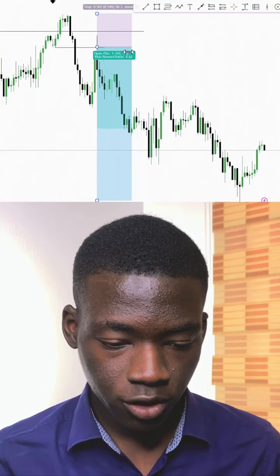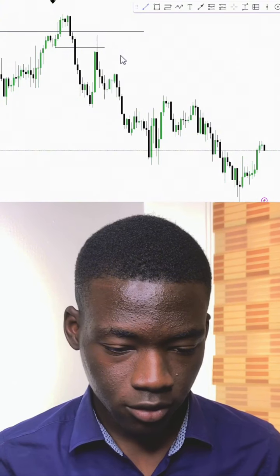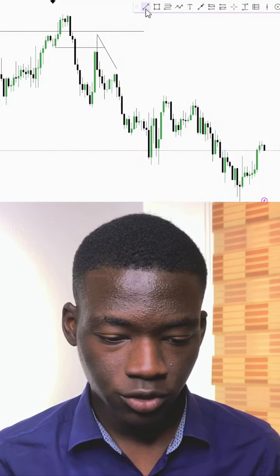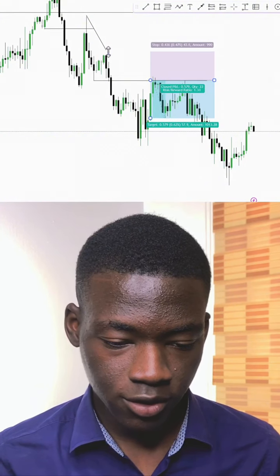Now for our second entry, you can see that from this high to this next high, it's a failure swing, right? So we want to drag out the mitigation block in time, and as soon as price returned into this mitigation block right here, we entered and we used this high for our stop loss.